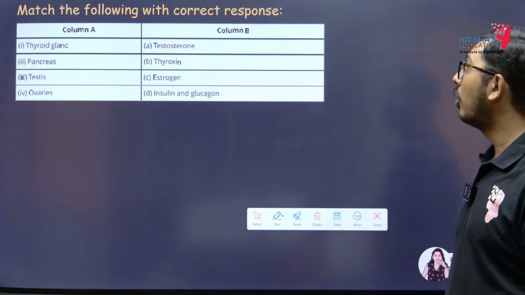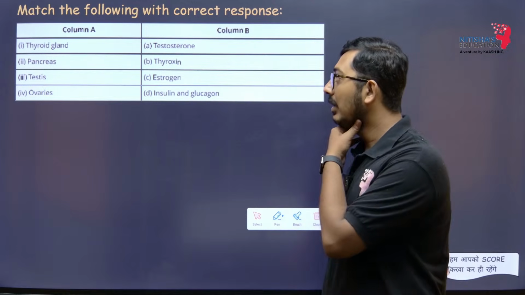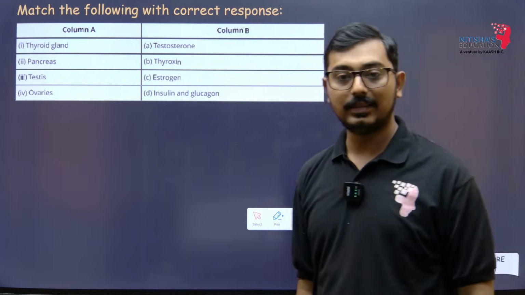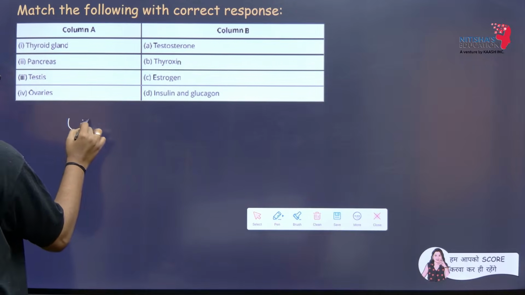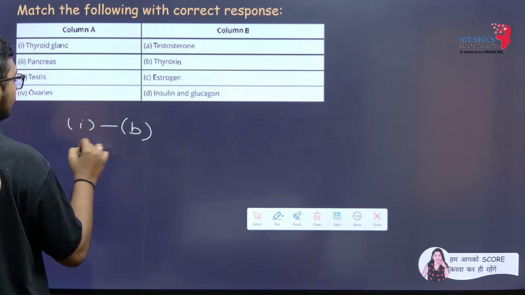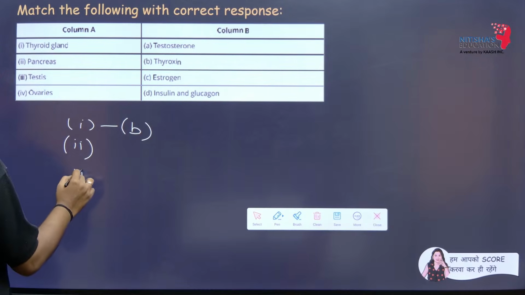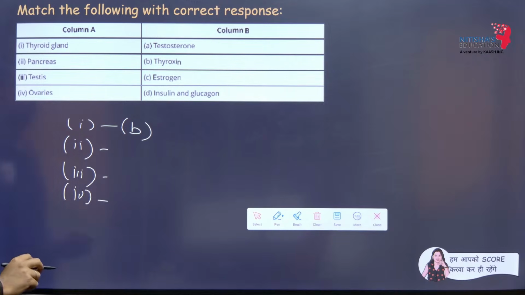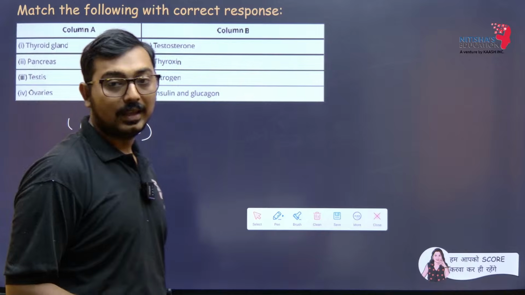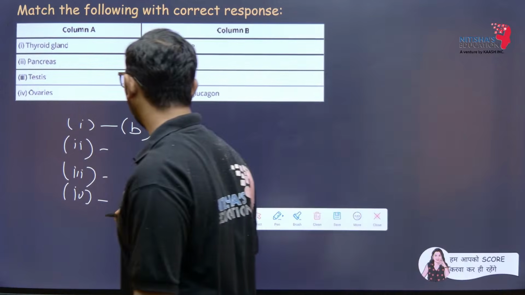Next, match the following with the correct response. Thyroid gland, what does it release? Obviously it releases thyroxine. So the first one is B. Pancreas, what does it release? Insulin. The pancreas releases insulin and glucagon.